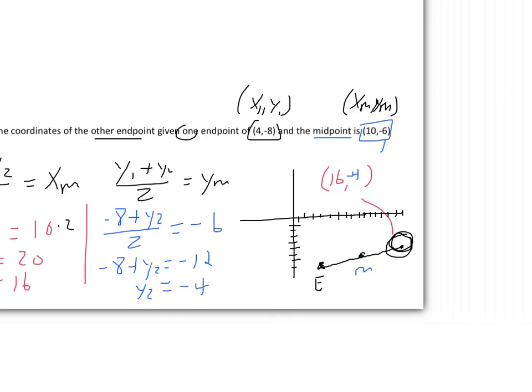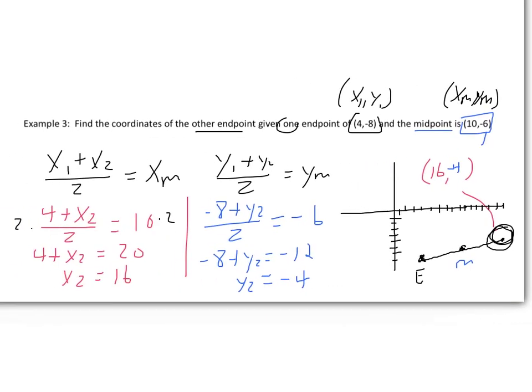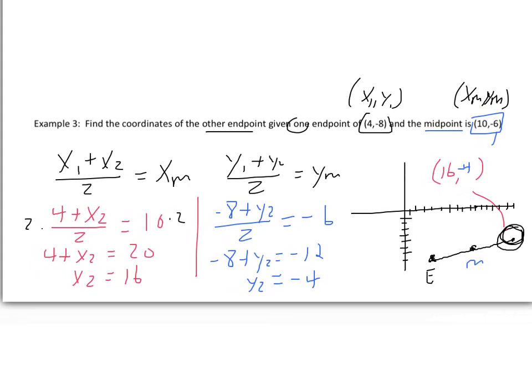So again, you have to see what they give you in order for you to use the formula properly. Given two endpoints, or given an endpoint and a midpoint, and then you would have to find the last endpoint. This ends Lesson 10.5, Video 3.